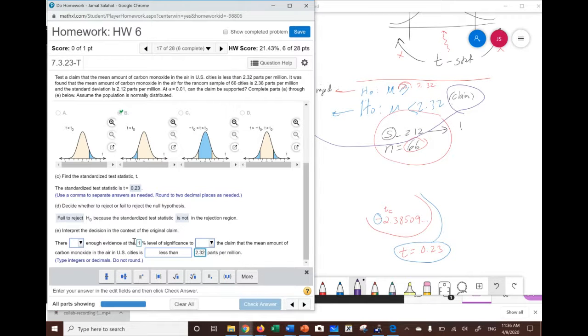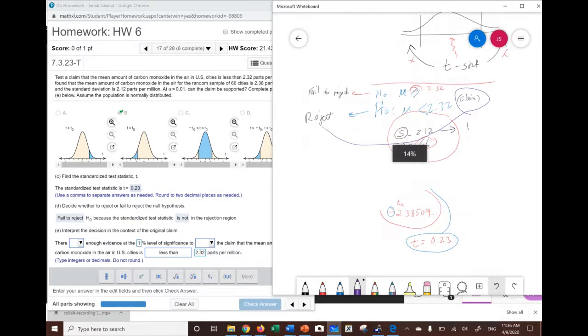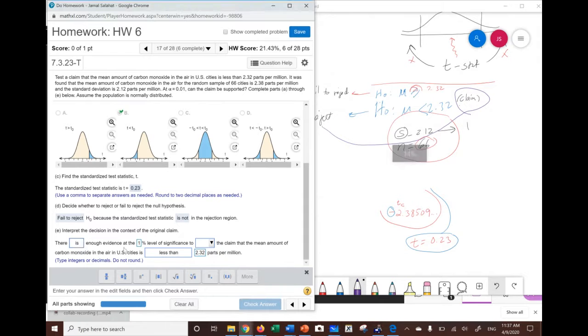Okay, so now what should I do? Is there enough evidence to reject the claim? Yes or no? And the answer, yes, we said that. Look at the claim. There is enough evidence to reject the claim. So there is enough evidence, at this level of significance, which is 1%, to reject the claim.